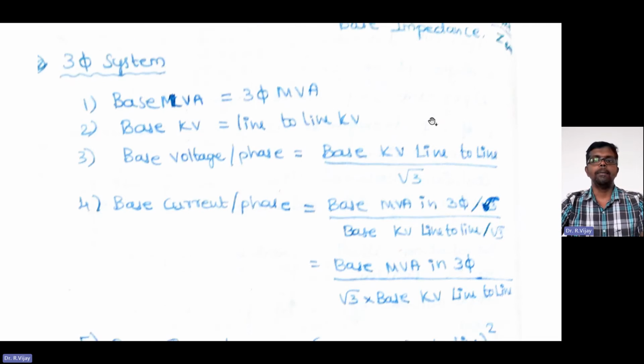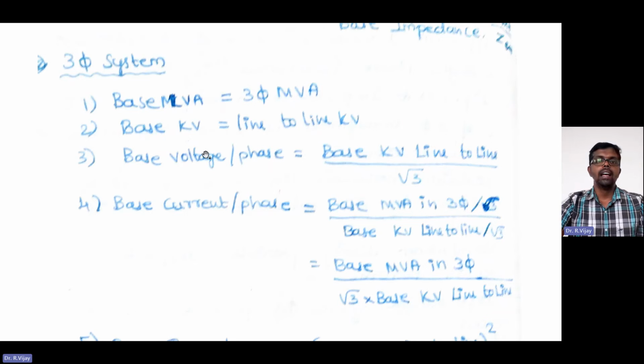For a three-phase system, you need to remember: the three-phase MVA will be given, and you need to take that as the base MVA value. Next, the line to line kilovolt that is given in the problem, you need to take as base kilovolt.